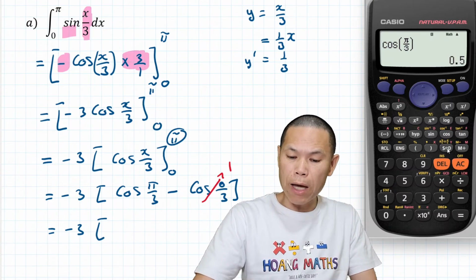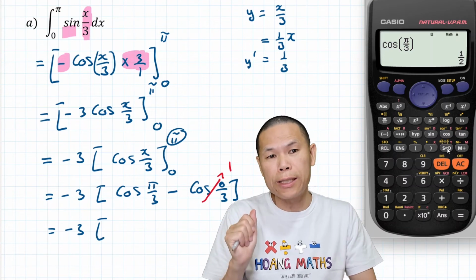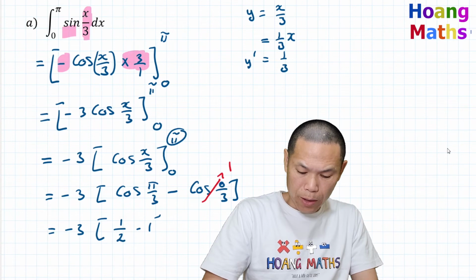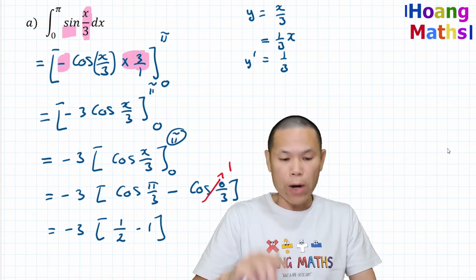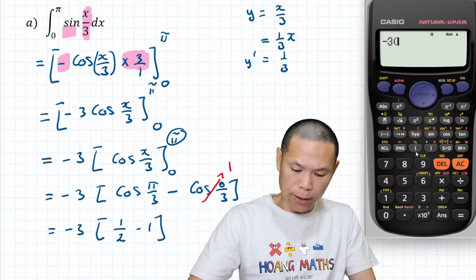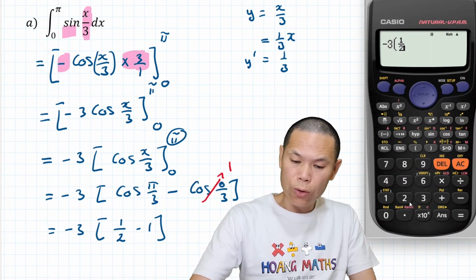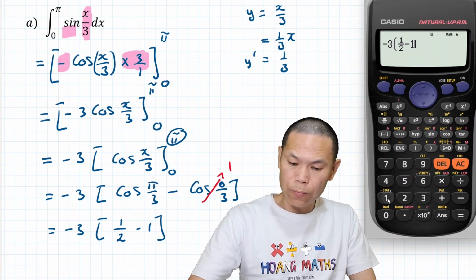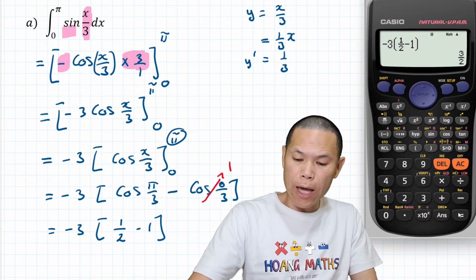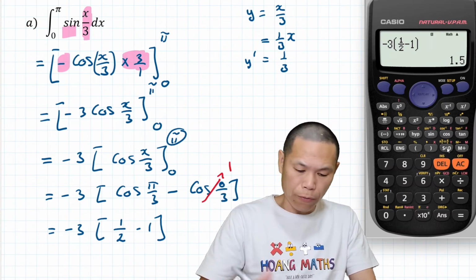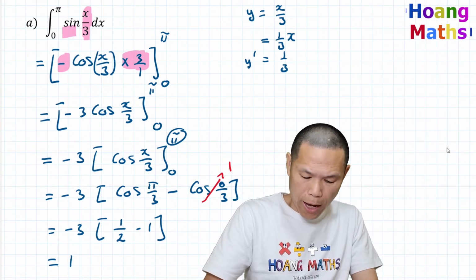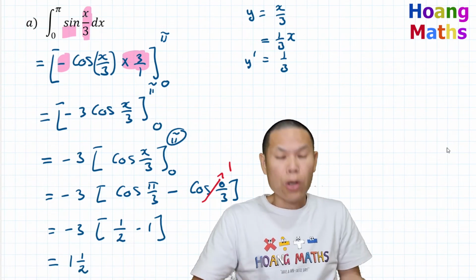If I press the SD button, it gives me a half. So cos of pi over 3 is a half, and we minus 1. Now I'll just evaluate. I put that in the calculator: negative 3, brackets, 1 over 2, and then minus 1. So there you go, 3 over 2. If I press the SD button, it gives us 1.5. So we can write equals 1.5. So there you go.